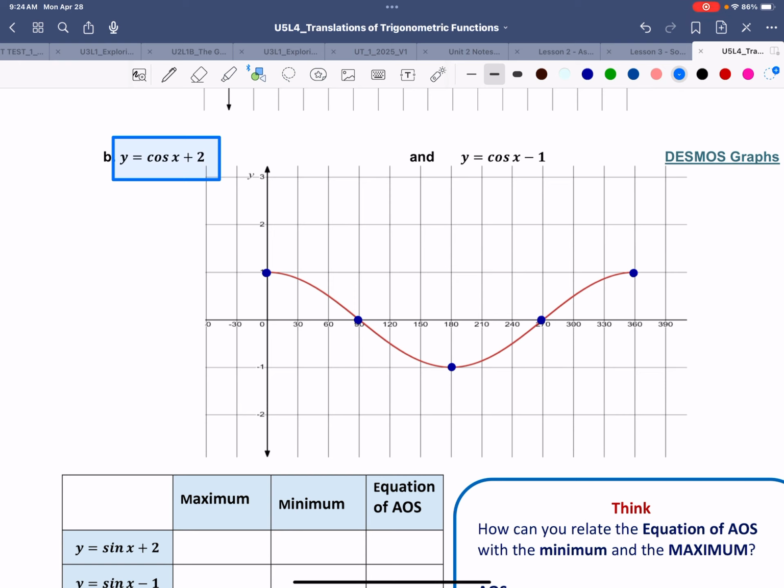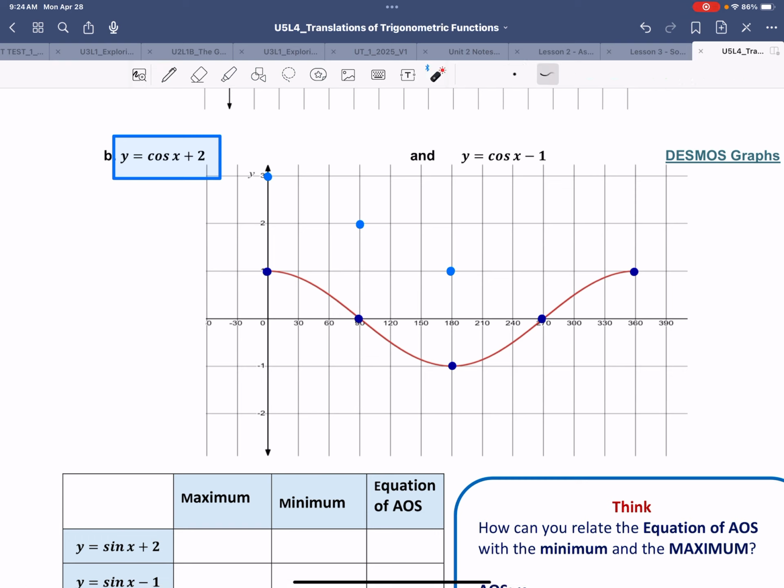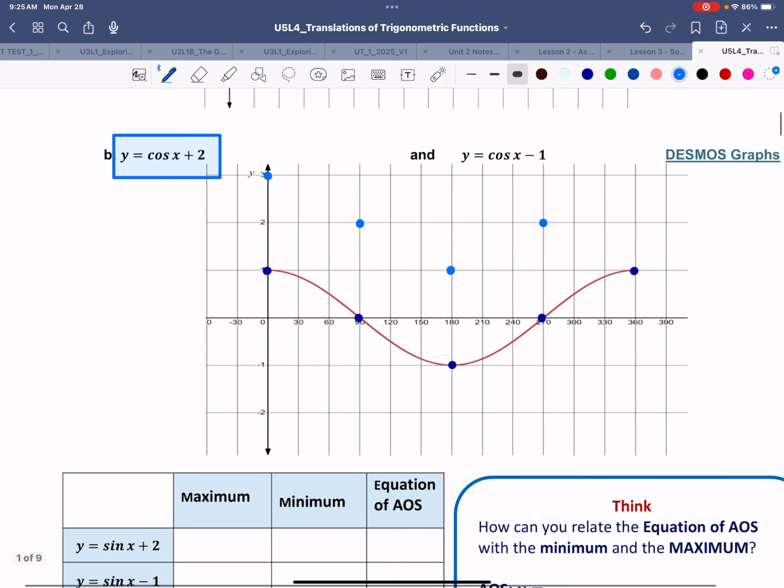And we're going to say that y equals 1 becomes a 3. Y equals 0 will become a 2, so 2 units greater. Negative 1 will become a 1, that's 2 units greater. Again, 0 will become 2 units greater, which is a 2. And lastly, this maximum of 1 will increase by 2 units, so that will take the maximum at y equals 3. We'll connect all the points with a nice smooth curve.